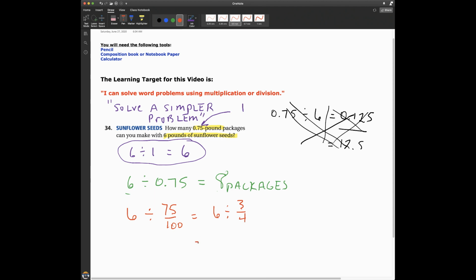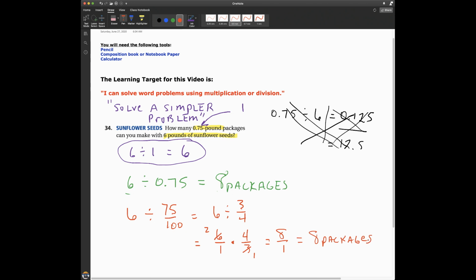Then I can go ahead and keep, change, flip. So I keep the first number, and I will write it as a fraction. 6 is the same as 6 over 1. I will multiply by 4 over 3. Keep, change, flip. And I can go ahead and cancel here. That's 1. That's 2. 2 times 4 is 8. 1 times 1 is 1. And that's the same as 8 packages.